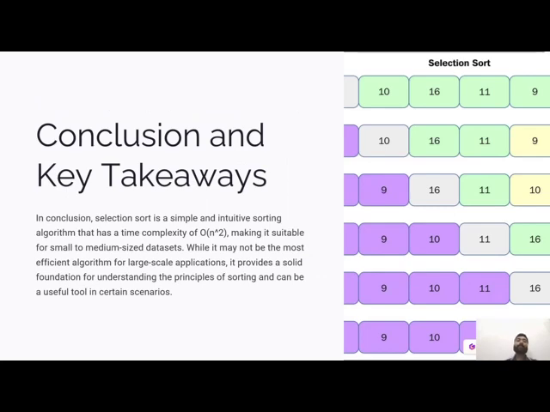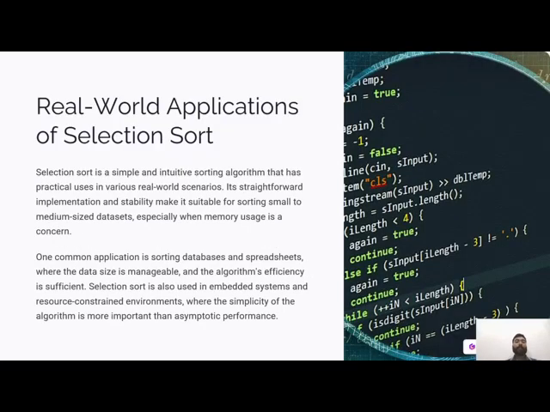Now, conclusion and key takeaways. In conclusion, the selection sort is a simple and intuitive sorting algorithm that has a time complexity of O(n^2), making it suitable for small to medium sized data sets. While it may not be the most efficient algorithm for large scale applications, it provides a solid foundation for understanding the principles of sorting and can be a useful tool in certain scenarios.